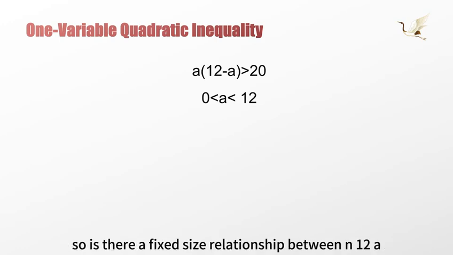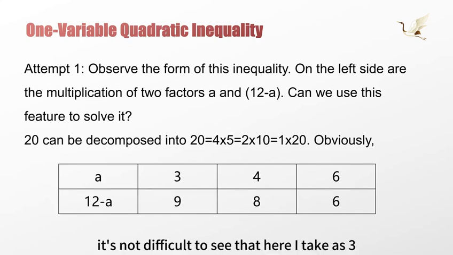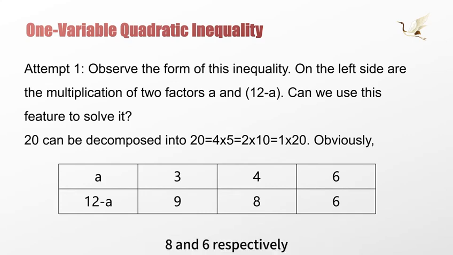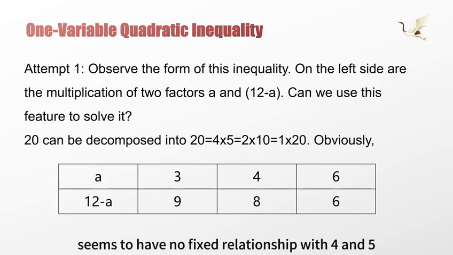So, is there a fixed size relationship between a and 12 minus a and these numbers? Let's give it a try. It's not difficult to see that here, I take a as 3, 4, and 6, and subtract a from 12 to obtain 9, 8, and 6, respectively. When plugged into the inequality, do they all hold true? So we can see that the value of a seems to have no fixed relationship with 4 and 5.